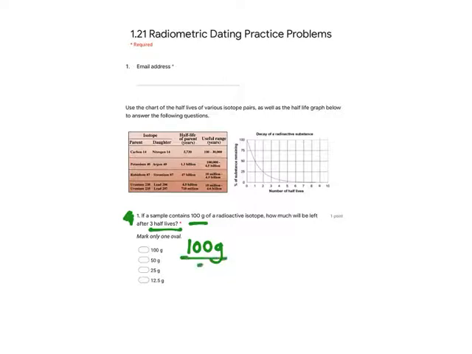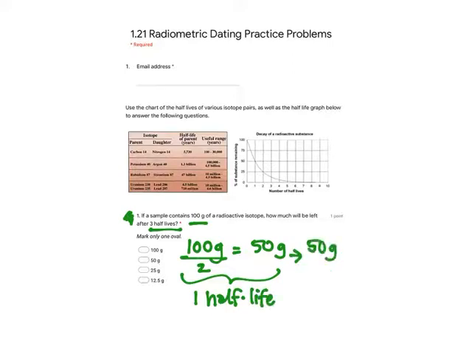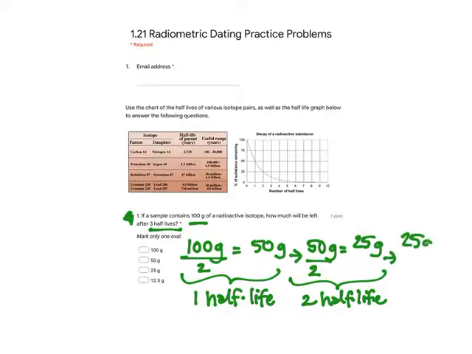So let's take our 100 grams, divide by 2 to show that after 1 half-life, 50 grams would remain. Then this 50 grams would undergo a second half-life, divide by 2 again, to show that 25 grams would remain after the second half-life. And finally, the third half-life would take this 25 grams divided by 2, and we would have 12.5 grams remain after the third half-life. So our best answer would be down here, 12.5 grams of our sample would remain after 3 half-lives have passed.